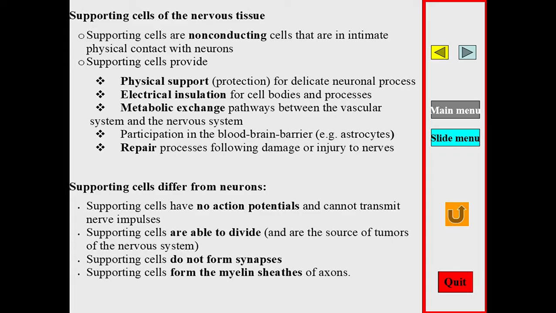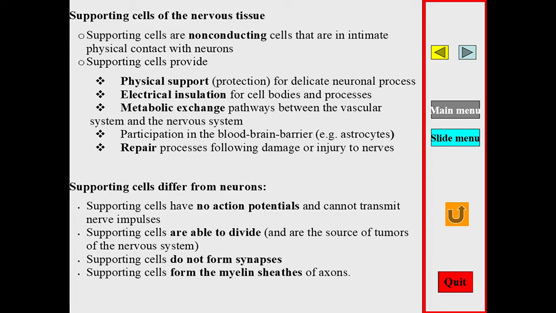Their function includes physical support. They can protect the neurons and their processes. They provide electrical insulation for the cell body and the processes as well. They can provide metabolic exchange between the neuron cells and processes and the blood vessels, and they can participate in the blood-brain barrier. Also, they participate in the repair process following damage or injury of the neurons. Those supporting cells are non-conducting cells, which means they cannot conduct impulses. The only cells within the nervous system that can conduct impulses are the neurons.